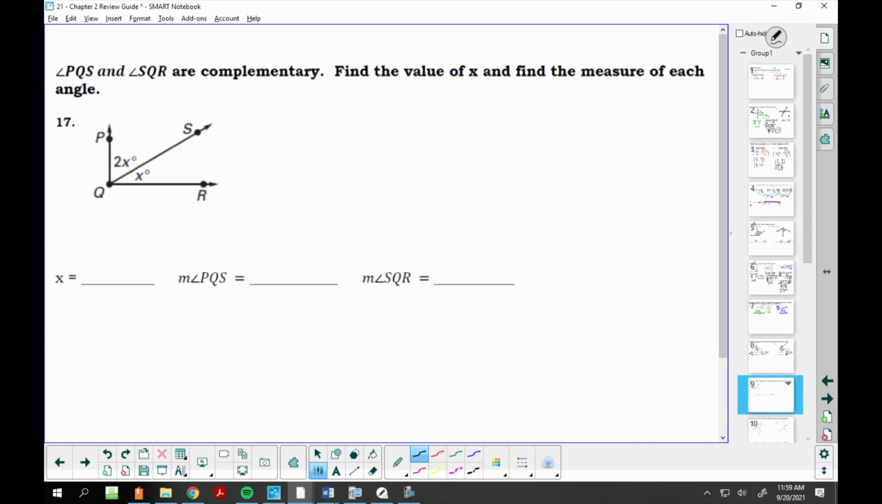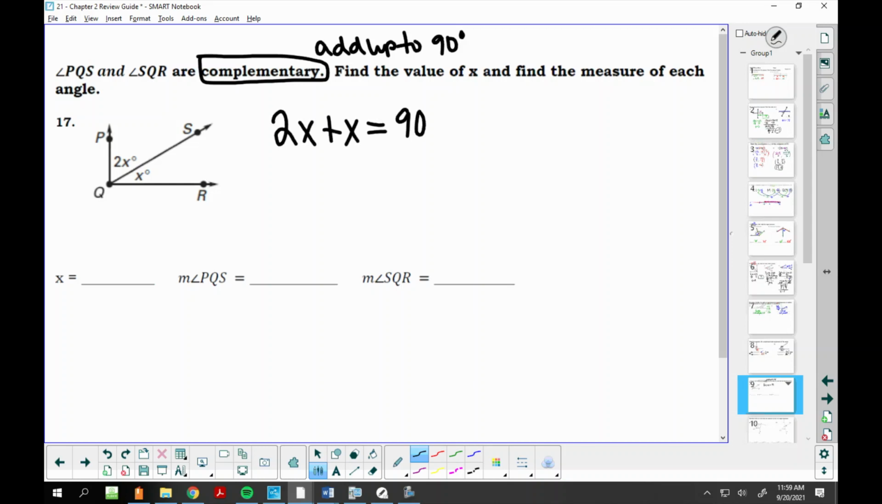Okay, so complements add up to 90, supplements add up to 180. So angle PQS and angle SQR are complementary. Complementary means what? Are they individually 90 apiece? Nope. They add up to 90 degrees. Okay, that's important. They're not each 90, right? We only have one 90-degree angle here. But they add up to 90. So 2x plus x equals 90. We have 2 plus 1, so we have 3 x's equals 90. Divide both sides by 3, and we get x equals 30.